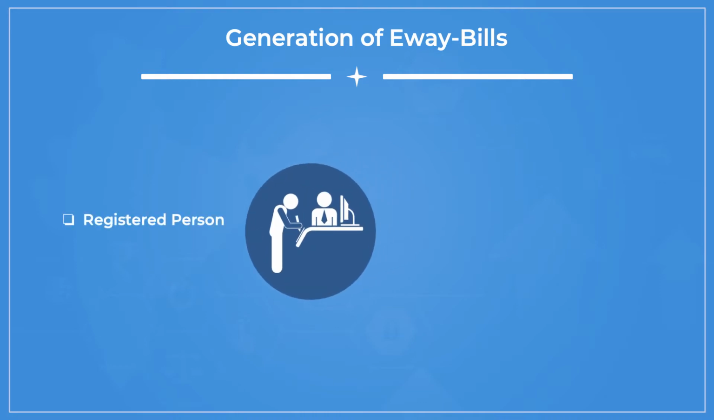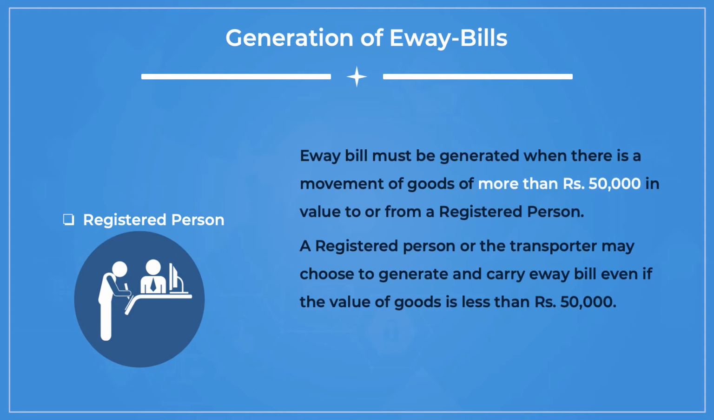Number 1, registered person. An e-way bill must be generated when there is a movement of goods of more than rupees 50,000 in value to or from a registered person. A registered person or the transporter may choose to generate and carry an e-way bill even if the value of goods is less than rupees 50,000.